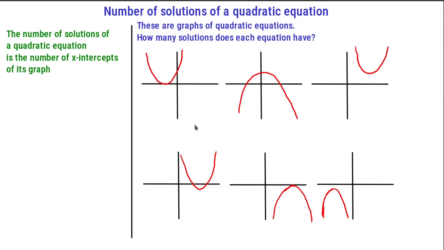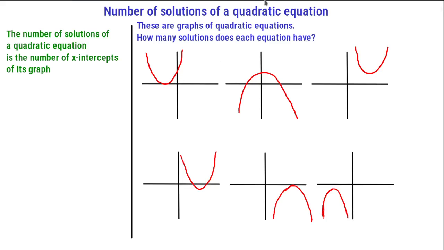So here we have 6 graphs of 6 different quadratic equations. And we want to know how many solutions each equation will have based on these graphs. And the key to determining that is the fact that the number of solutions of a quadratic equation is the same as the number of x-intercepts of the graph of that equation. So we just got to look at how many times each of these quadratics or these parabolas cross the x-axis.